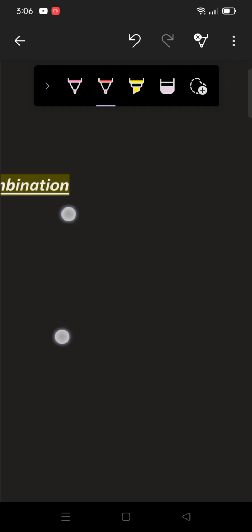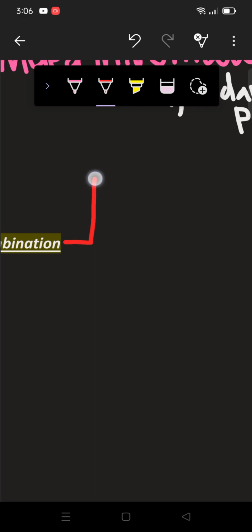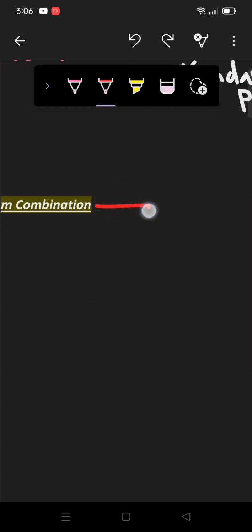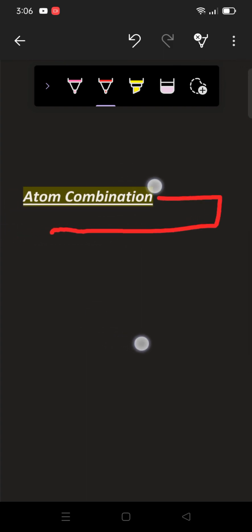In today's video, we are going to discuss atom combination. When atoms combine together, what do they form? So there are two types of atom combination. The first one is on a physical basis.